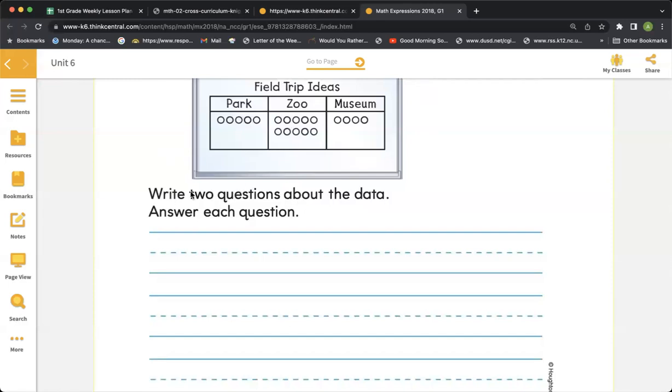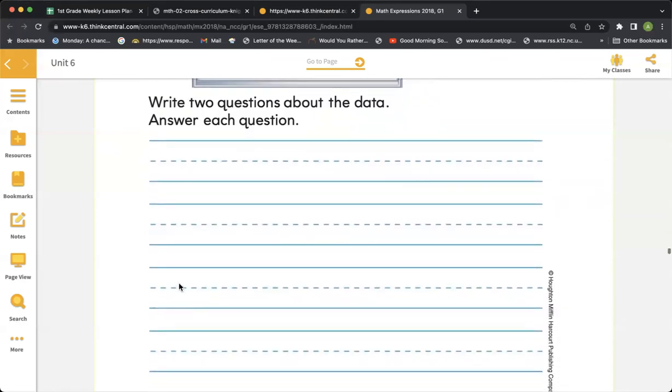Okay, write 2 questions. Your questions will start with a who, what, okay, and end with a question mark. Then after you write your question, you will write the answer. 2 questions, 2 answers. Take your time. Pause while you work on this. Remember, you have words all over the room to help you with your spelling. Again, like I said, pause to do this. When you're done, press play.